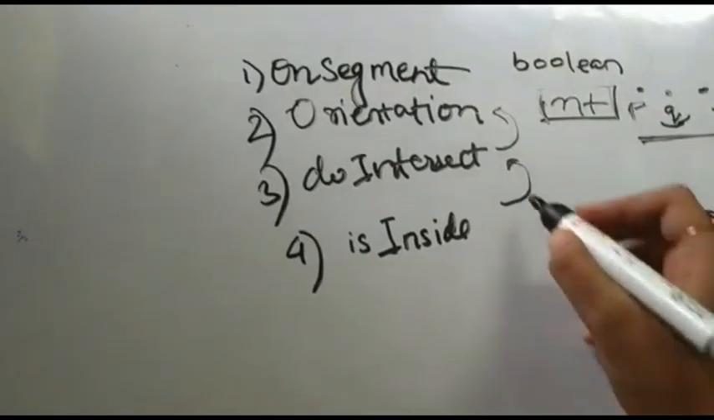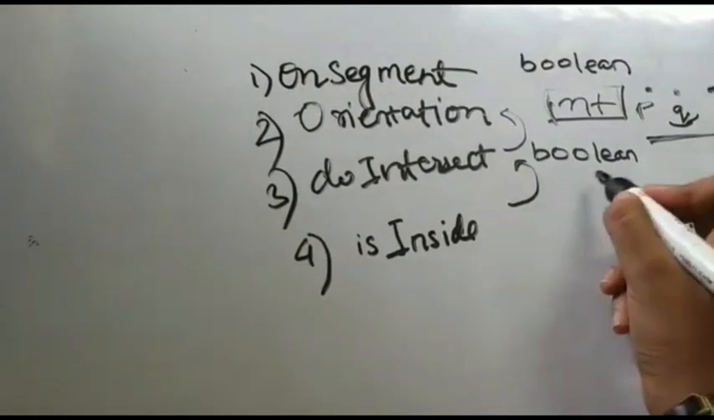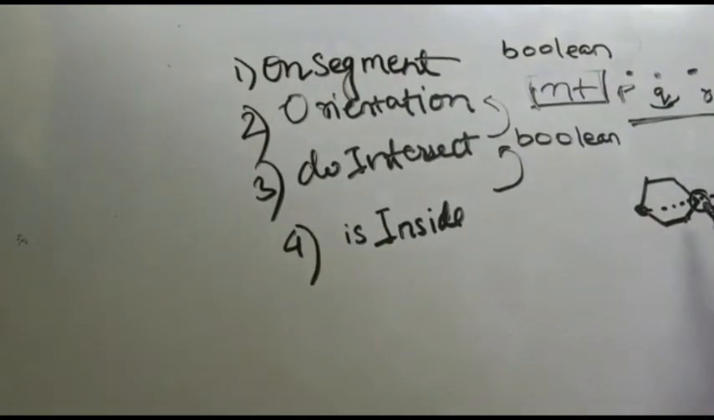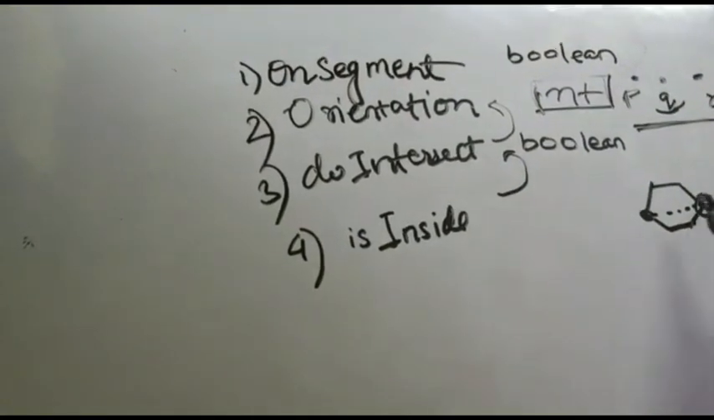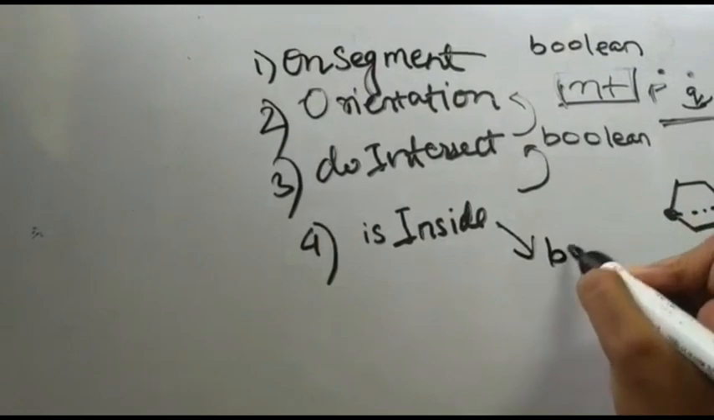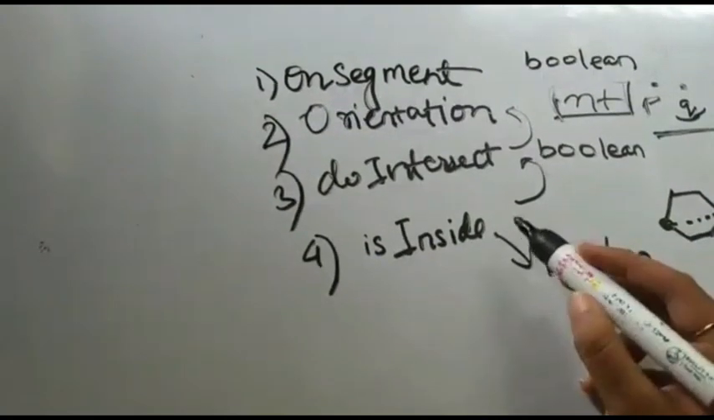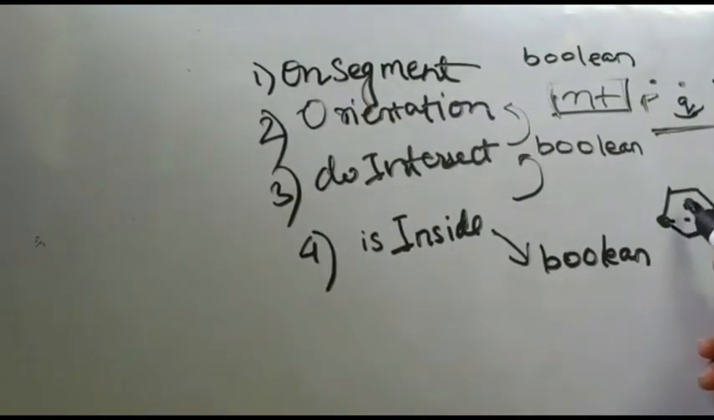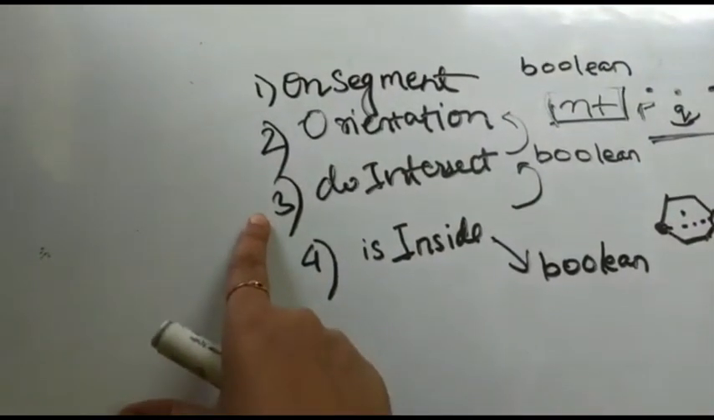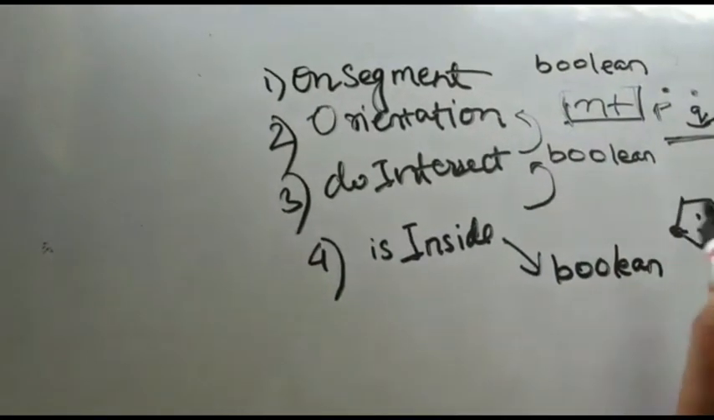Now do intersect will also have a return type of boolean, and it will return true if the line drawn from the point intersects with another point of the polygon, otherwise false. And is inside will also have the return type boolean, and it is going to return true whenever we have this point inside the polygon, and false if it is outside or on the edge. So how are these two functions different? One is going to return true if we have the point on the edge, and the other is going to return true only if the point is exactly inside the polygon.